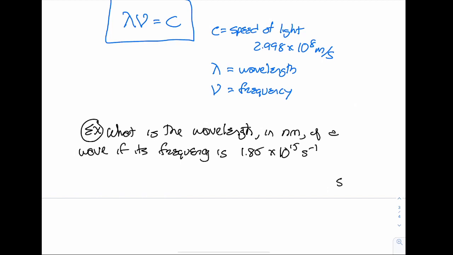Seconds to the -1 is the same thing as 1 over a second. Just algebra, x to the -1 is equal to 1 over x. Switch x with anything you want, hertz, butterflies, seconds. If you have something to the -1, it's 1 over it, it's the inverse. Sometimes I'll write the units with the -1, sometimes as 1 over, so do watch out for that. It's not that I'm trying to trick you, it's just the same thing in my head. So our problem: what is the wavelength in nanometers?